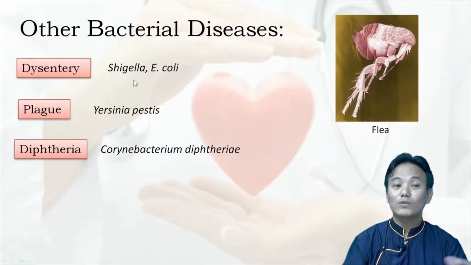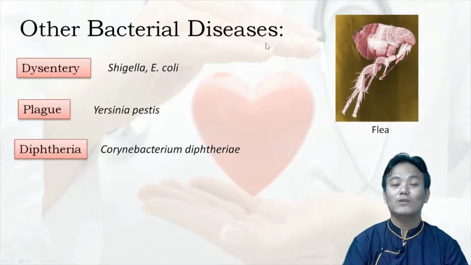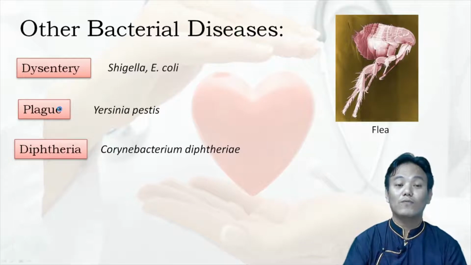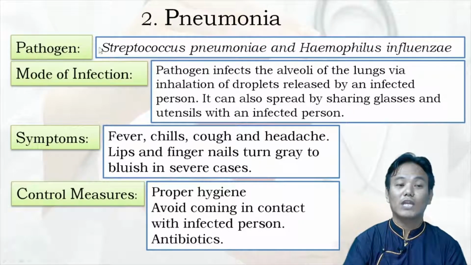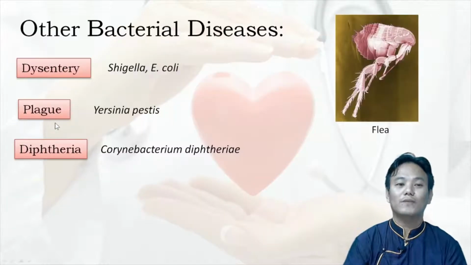Now what I want you to do is some research regarding some other bacterial diseases mentioned in your textbook: dysentery, plague, and diphtheria. Please do research about these. You know what information you need to search, right? You need to search the name of the pathogen responsible for those diseases, their mode of infection, symptoms, and some control measures. That is quite important. You need to do that.